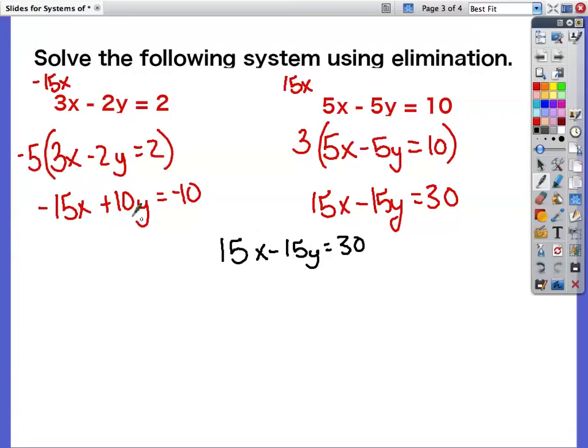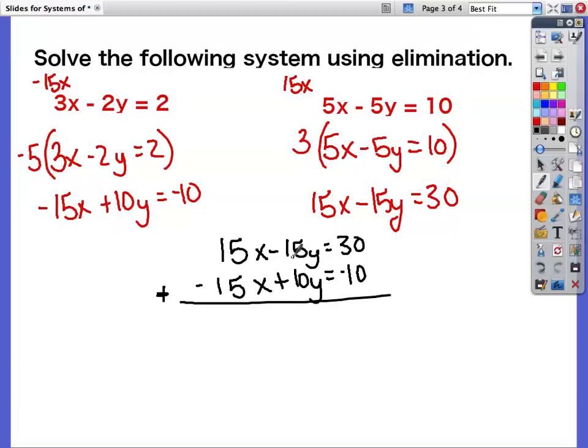And then I'm going to copy this equation here underneath it. Negative 15x plus 10y equals negative 10. And now that I was successful in getting coefficients that are opposites here, I can add both equations, and you guys know that 15x plus a negative 15x gets us 0x. So I have no x's, so these kind of cancel each other out.